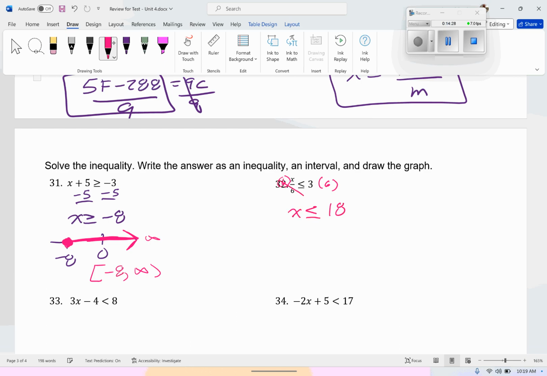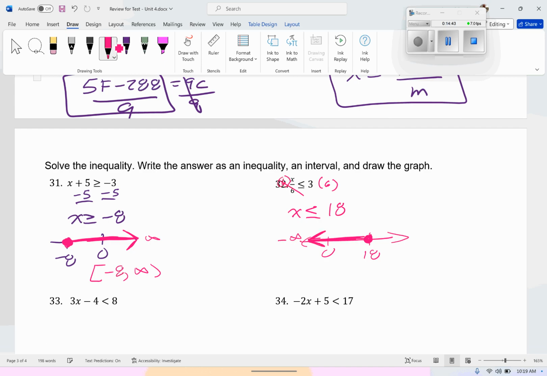Problem 32, I'm going to multiply both sides by 6 to get rid of that fraction. x is less than or equal to 18. Let's draw the graph first. So I get 0 here, I get 18 down here. Solid dot on 18. And remember, if the x is first, or the letter is first, you shade the direction that it points. So this is pointing to negative infinity.